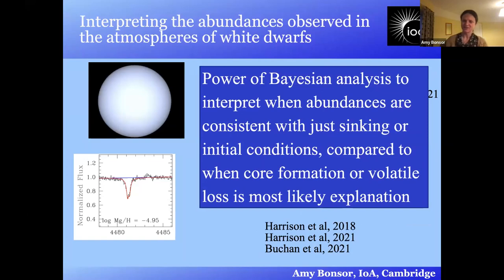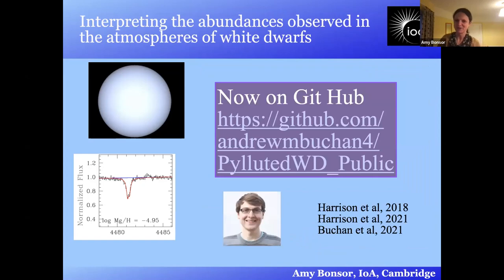So the code uses Bayesian analysis to try and determine the most likely explanation for abundances in a given system. It can also tell you which other explanations are plausible, consistent within the error bars, and which ones are required to have core or mantle differentiation compared to which ones are not. So we're quite excited about our models. They were developed by John Harrison. John Harrison's now left the field, but Andrew Buchan has been further developing the models and has made them public on GitHub. So if anyone's interested in using them at any point, please get in touch with Andy, and I'm sure he would be very, very happy to talk you through.